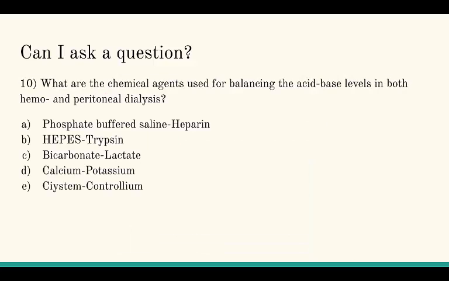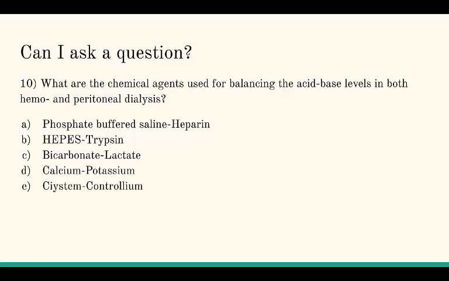So the 10th question, and this is the last one that we're going to be doing in this presentation. What are the chemical agents used for balancing the acid-base levels in both hemo and peritoneal dialysis? A. Phosphate buffered saline, heparin. B. HEPES, trypsin. C. Bicarbonate and lactate. D. Calcium, potassium. E. Cystine, controllium.